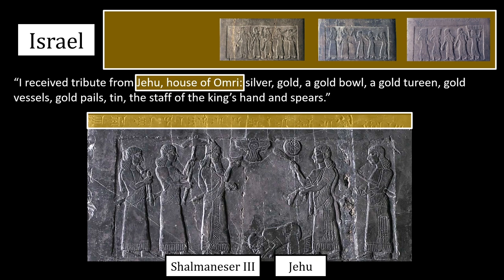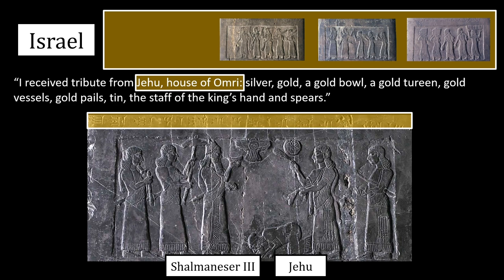Therefore, this is an error on the obelisk, but an understandable error, considering that the house of Omri had been reigning for a very long period of time in Israel, and perhaps the Assyrians were unaware that Jehu had recently usurped the throne. All right, let's now read the full quotation. It says, quote, "I received tribute from Jehu, house of Omri, silver, gold, a gold bowl, gold turn, gold vessels, gold pail, tin, the staff of the king's hand, and spears."